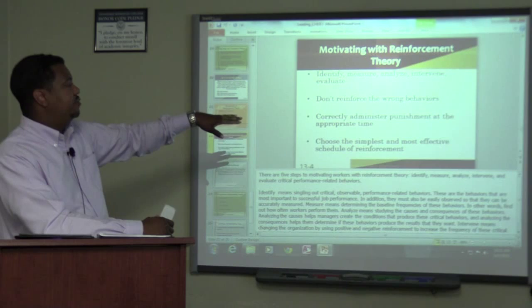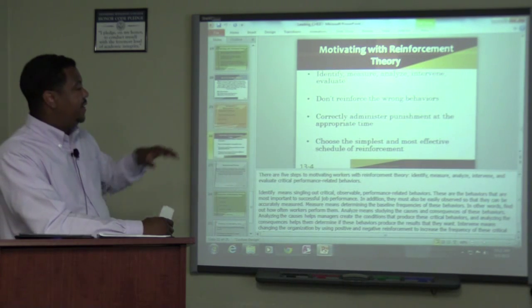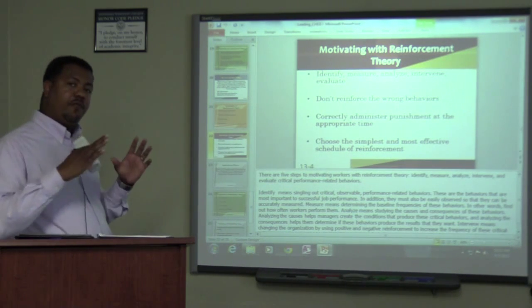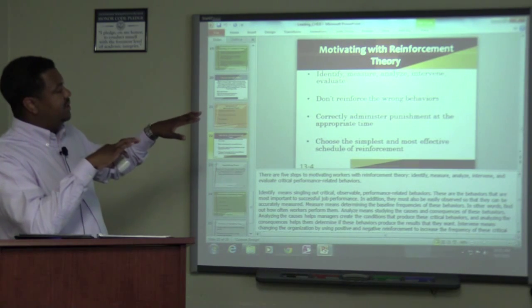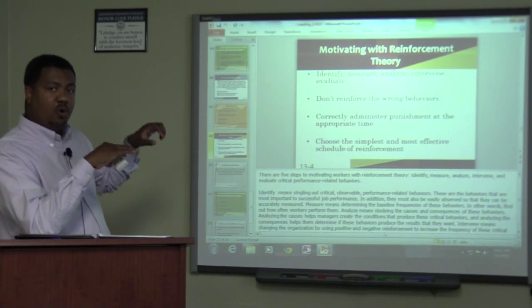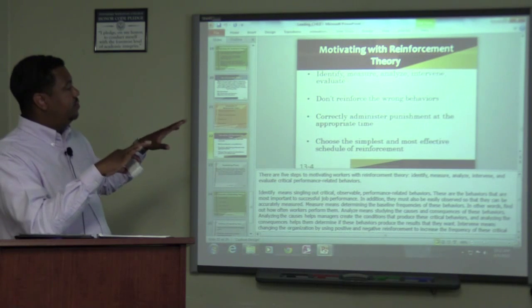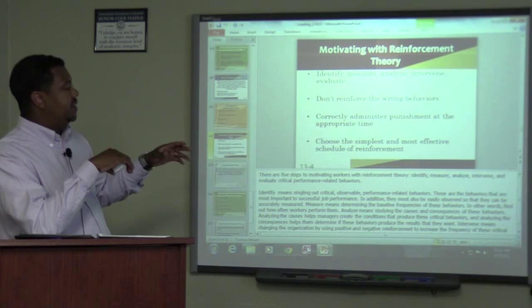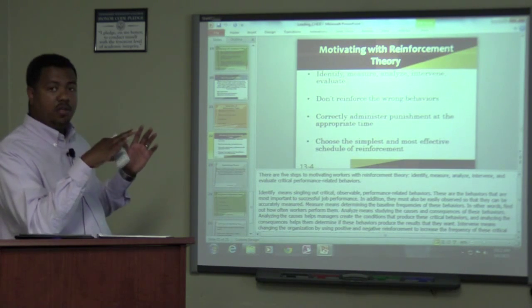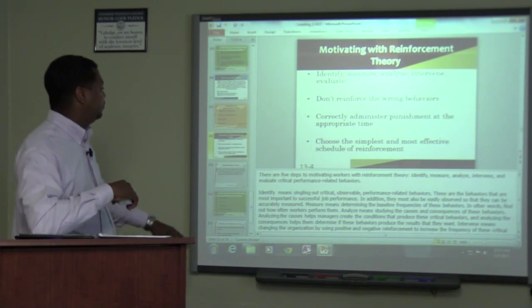We correctly administer punishment at the appropriate time, making sure that individuals are fresh and aware of the situation that occurred and that they're receiving reinforcement that's appropriate to that particular situation. And then we're going to choose the simplest and the most effective schedule for the reinforcement process.